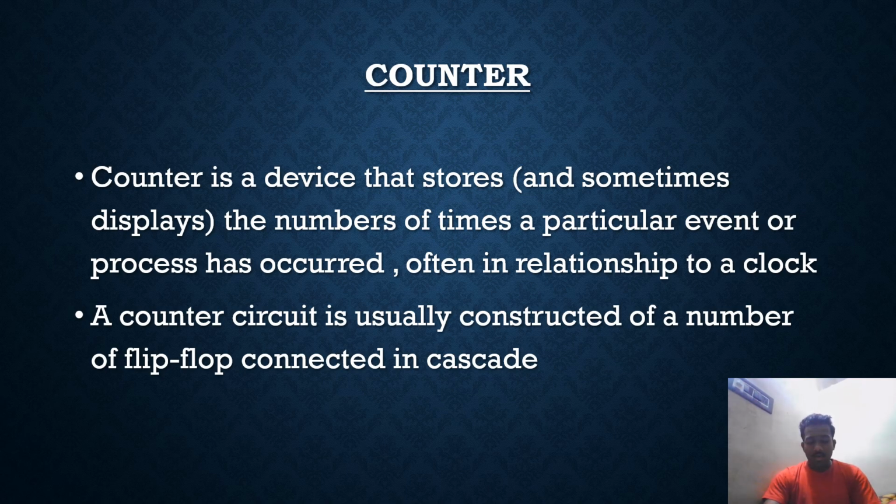The counter represents the number of clock pulses arriving, and on arrival of each clock pulse, the counter is incremented by 1. In the case of a down counter, it is decremented by 1.